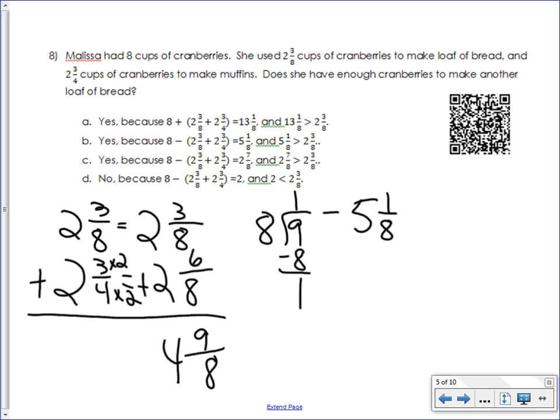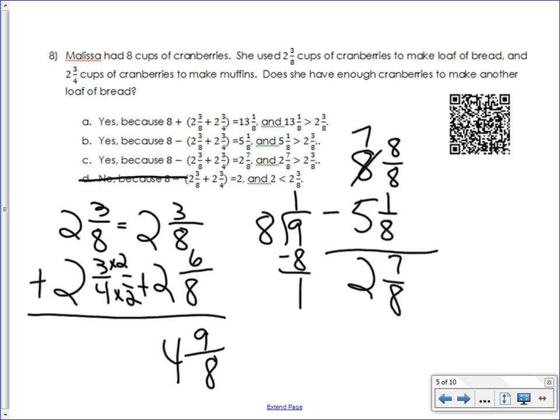And I'm going to subtract that from 8 that I started with. Now, if I have nothing, you cannot take 1/8 from nothing. So I'm going to have to rename this 8 as 7 and 8/8. 8/8 minus 1/8 is 7/8. 7 minus 5 is 2. So, if you look at your answers, is she going to have enough? Well, yeah, she's going to have enough because she only used 5 and 1/8 cups of cranberries.